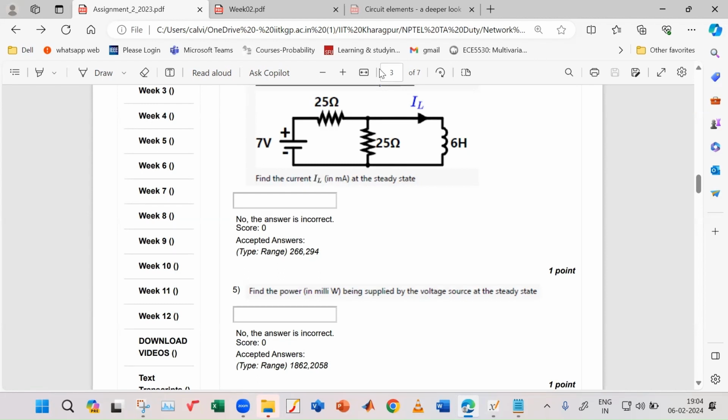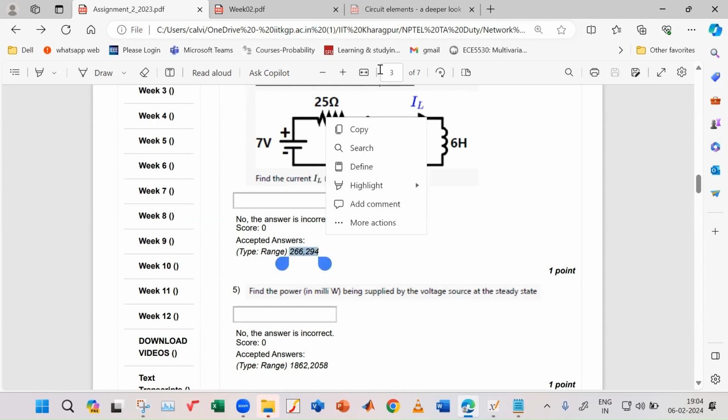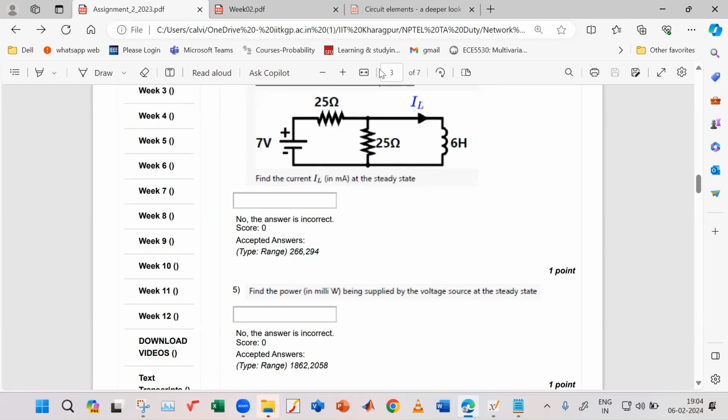So there's a 5% tolerance given. The plus or minus 5% tolerance is given. That is why an answer between 266 and 294 is correct, because there's a plus or minus 5% tolerance given.